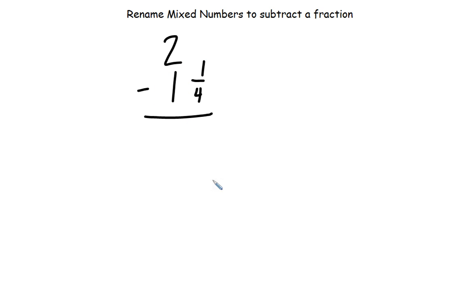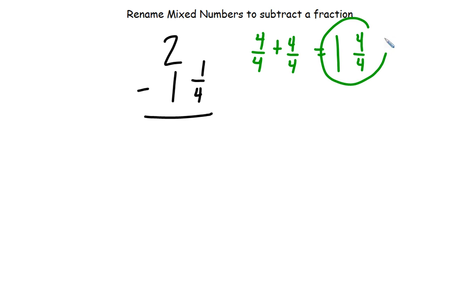Another way that you can solve this problem is just by borrowing a whole and basically turning these 2 wholes into a mixed number. So you would agree with me that 2 wholes can be represented, and since we're working with fourths, as 4 over 4 plus 4 over 4. I could also represent the 2 wholes as 1 and 4 over 4 because I have a whole here and a whole there. So I have 2 wholes. So I'm going to go ahead and work with this one right here because this gives me a mixed number that I can take away from.